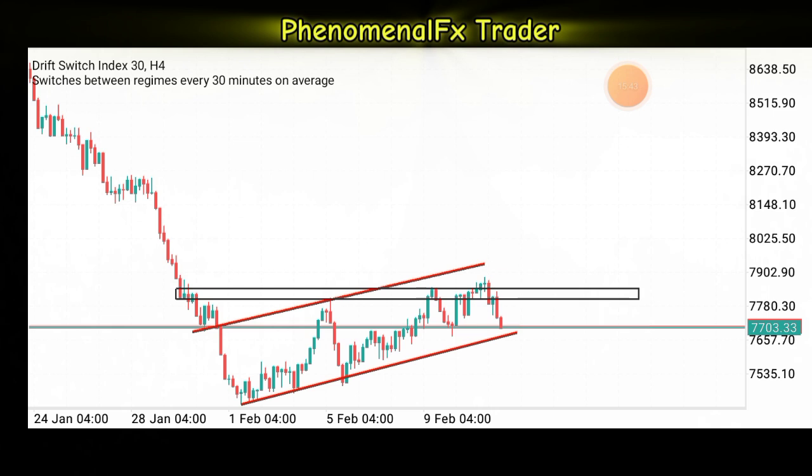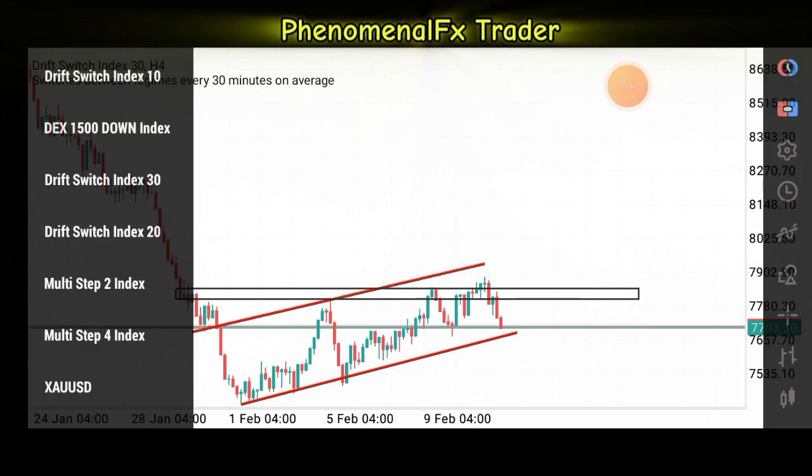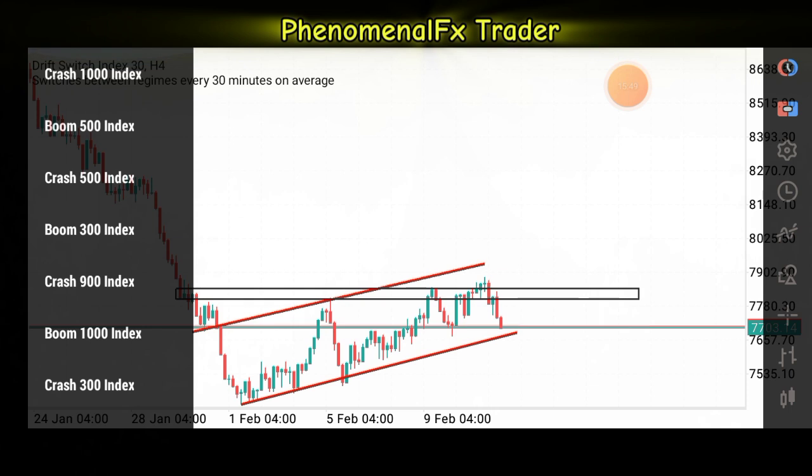I don't really like this particular pair. I don't like its movement anyway. But if you like it, you can just go and trade and make some profit from it, guys.